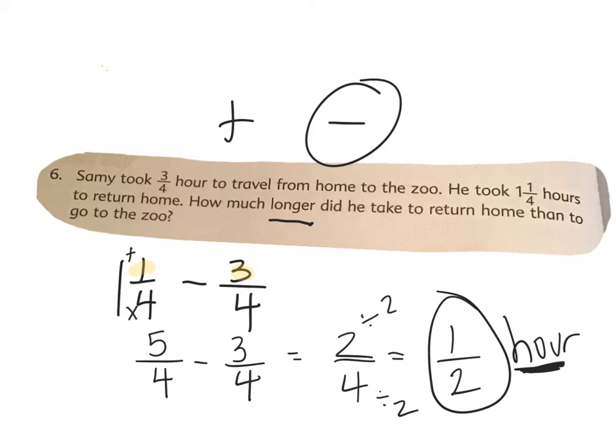what it was. Is it half a pie, half an hour, half a candy bar? What was it? So always put what it was, half an hour.